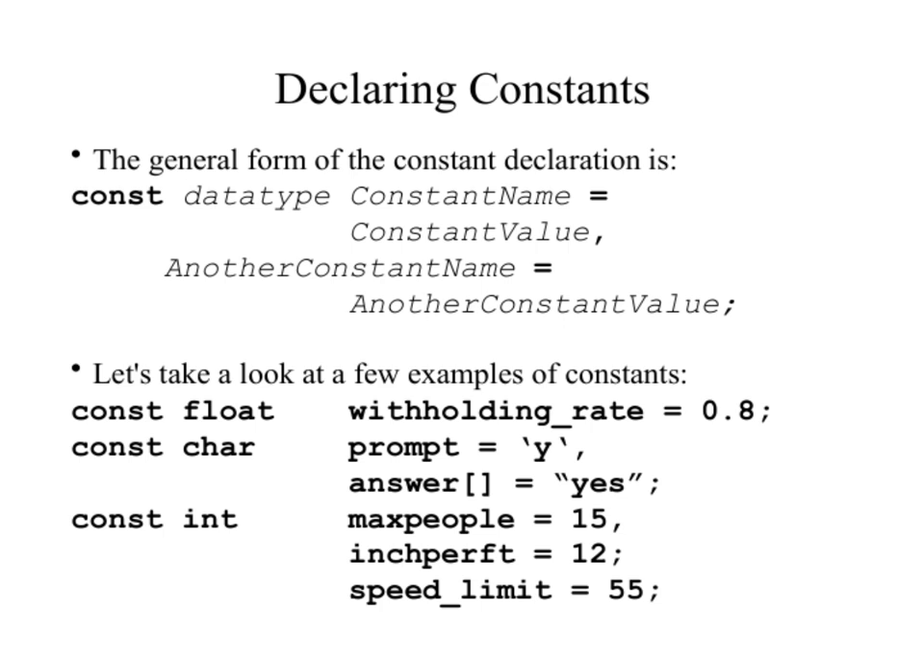Similarly, you can declare multiple integer constants together, like maxpeople equals 15, inchperf equals 12, and even speed limit equals 55, all in one go. This approach makes your code cleaner and easier to manage. Remember, declaring constants is a great way to make your code more readable and maintainable, especially when you have values that shouldn't change throughout your program. It helps prevent accidental modifications and makes your intentions clear to anyone reading your code.